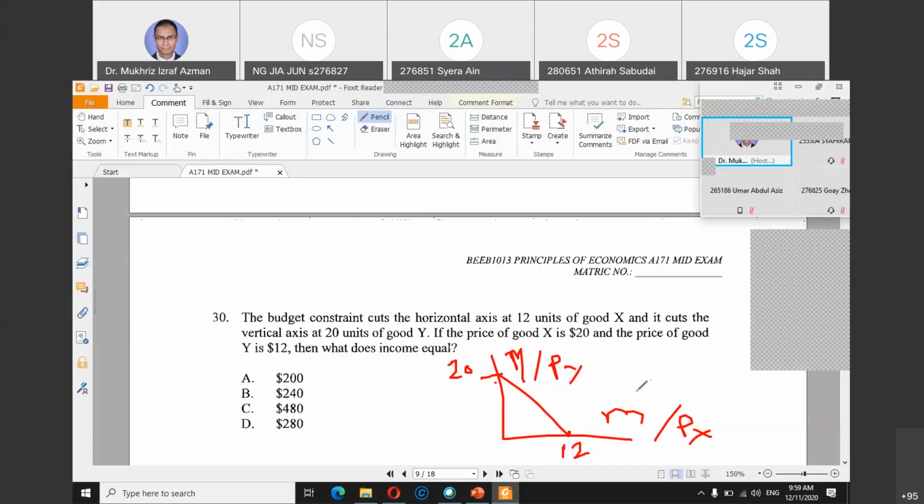So you want to find the income. Income is unknown, PX you know, which for X is 20. So unknown divided by 20 equals 12. How to get M then? You just cross multiply. 20 times 12, you get 240. So how do you get 480?